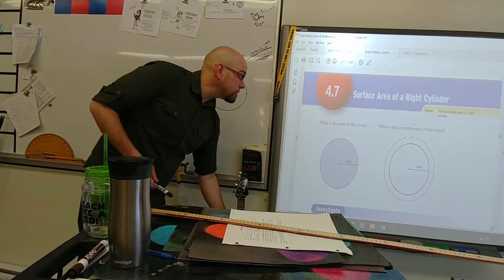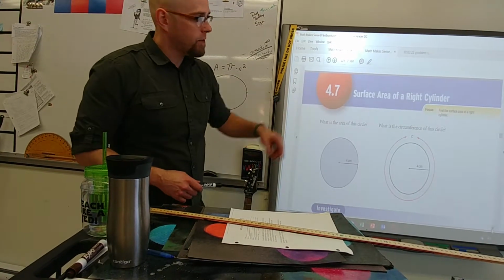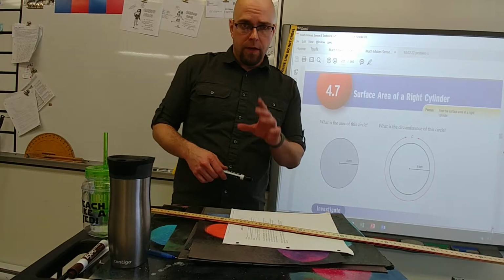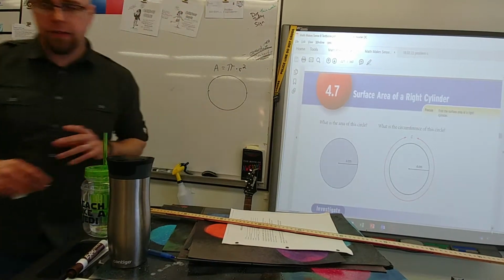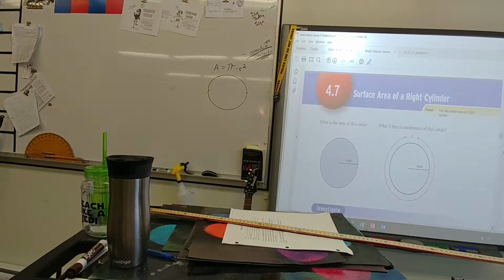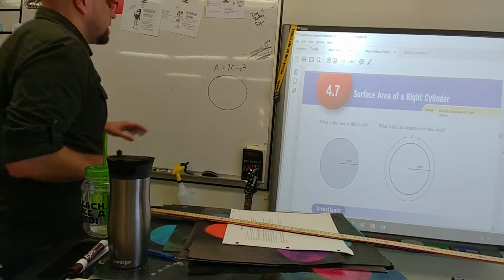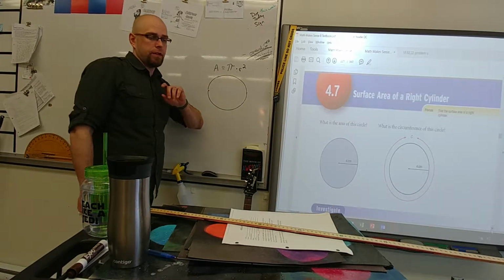Welcome to the grade 8 math lesson. We're doing 4.7, surface area of a right cylinder. To do this, we're going to start by going back in time a little bit. We're going to take a look at when we were doing the area of a circle first.